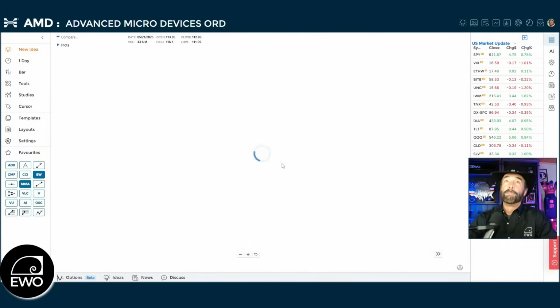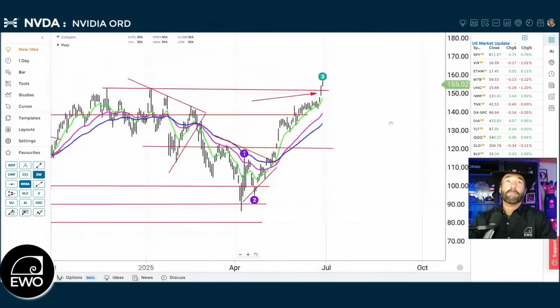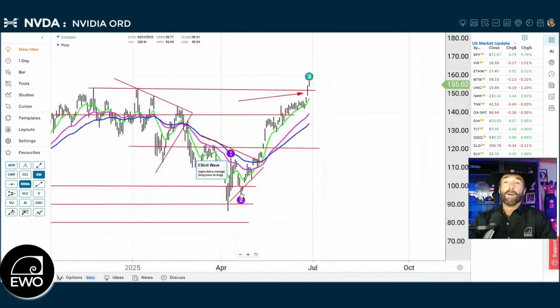Looking at NVIDIA, which has just continued to motor ahead. Again, it had this downside breakout. These are the strangles that I talked about coming from a triangle. So you had a triangle, big downside breakout. We actually broke down in a zigzag pattern, just Elliott wave all over the place here on NVIDIA. So we made the lows around 90.